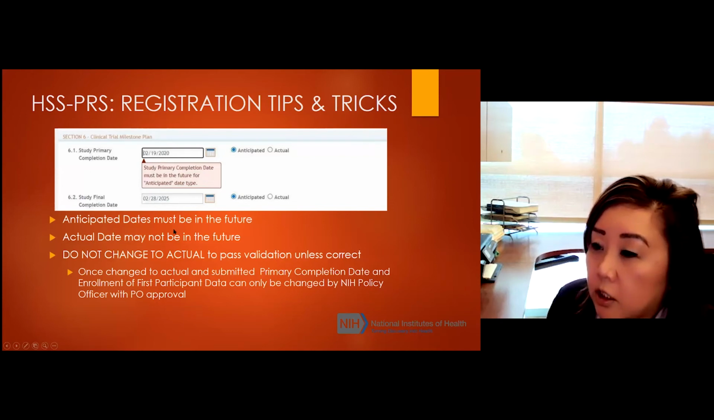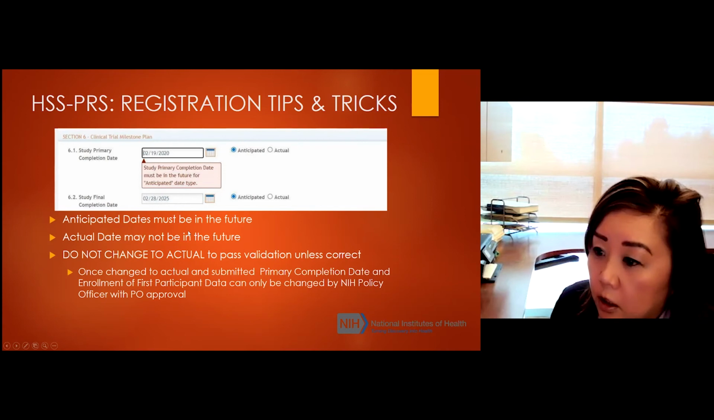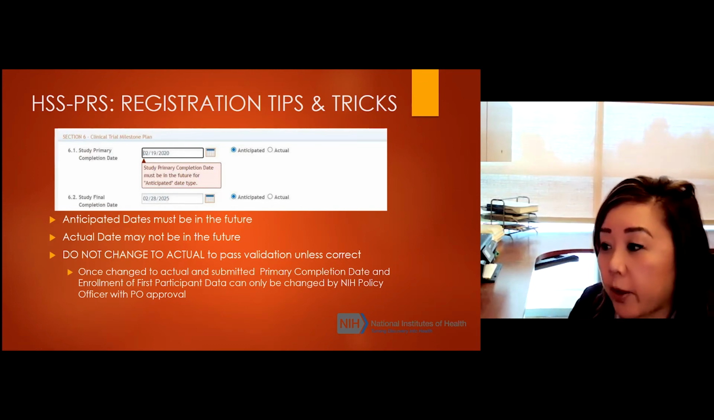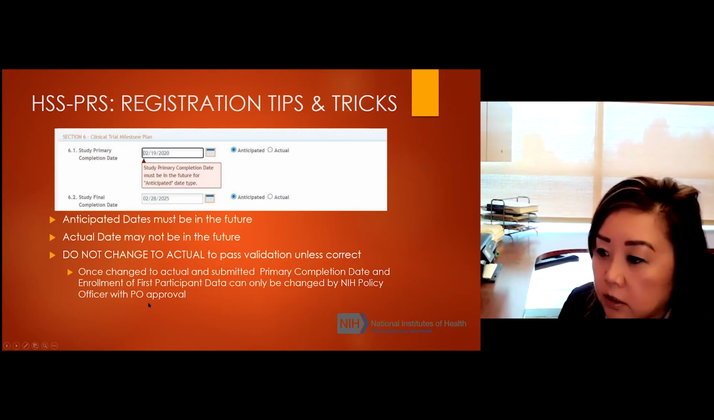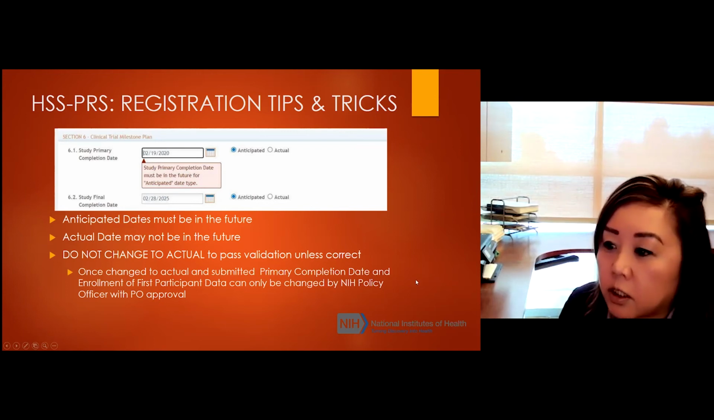Yep, so HHS-PRS registration tips and tricks. Make sure the anticipated dates are in the future. The actual dates may not be in the future, and do not change them to actual. Don't change the actual dates just to pass the validation, because it will require your PO to go in and revise it if that's the case. So you'll need to make sure that your anticipated dates and actual dates are accurate.